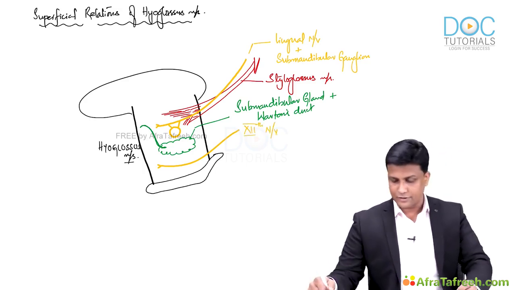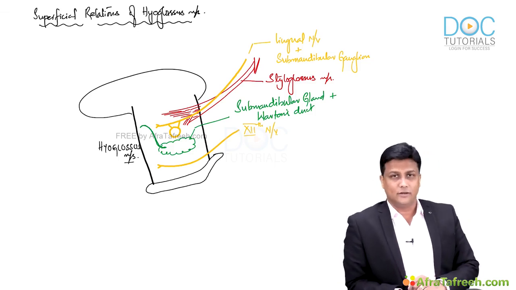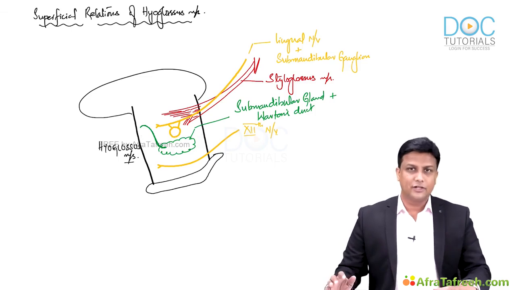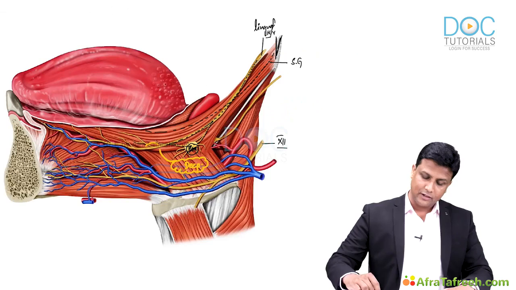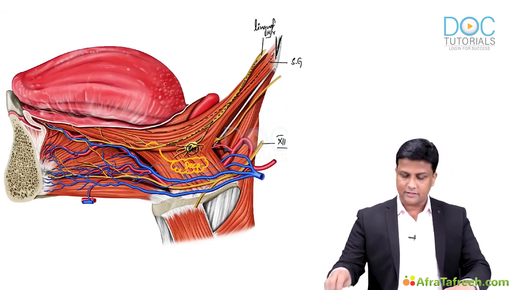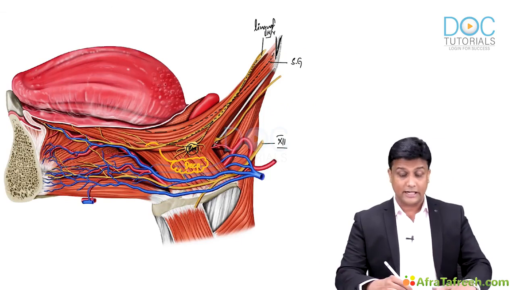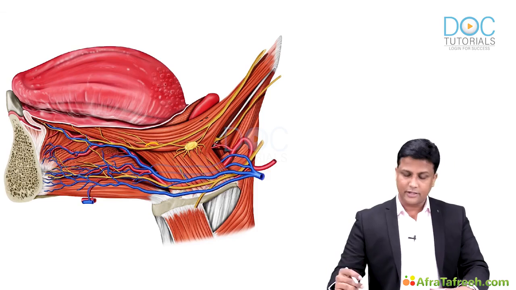So all these structures which we have written here are going to pass superficial to hyoglossus muscle. Now once you are done with these superficial structures, again we'll do one thing here, guys. Let us go back to this diagram here, and in this atlas diagram, let us appreciate what are the structures going deep to hyoglossus muscle here.